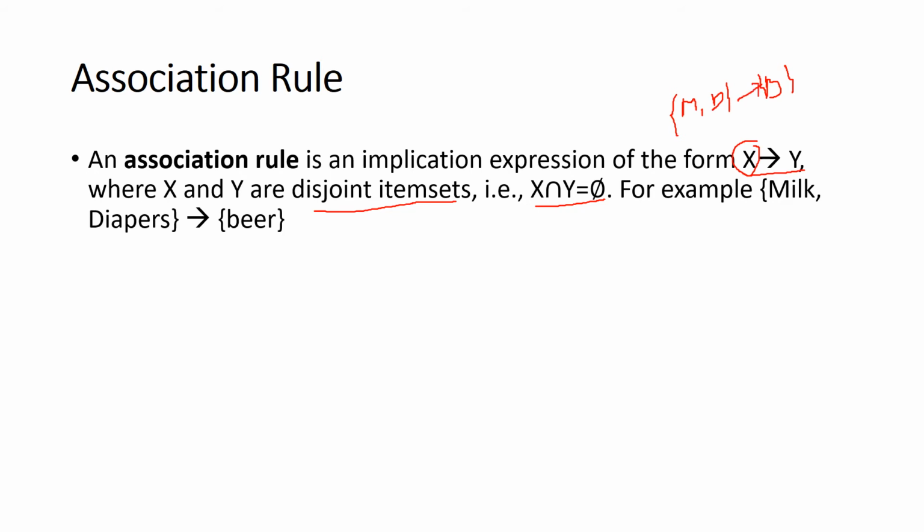What we are trying to understand here is: someone having bought milk and diaper, how likely is he to buy beer? If someone having bought milk and diaper is very likely to buy beer, then the association rule is going to be very strong. If someone having bought milk and diaper is not likely to buy beer, then we say the association rule is not very strong. So now we need to understand the way in which the strength of an association rule is found.